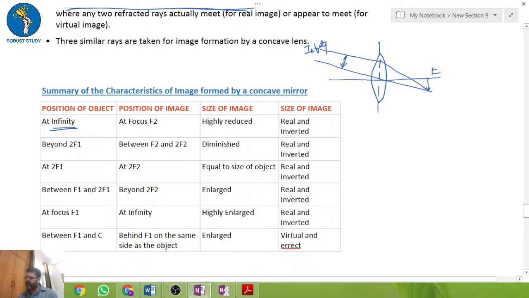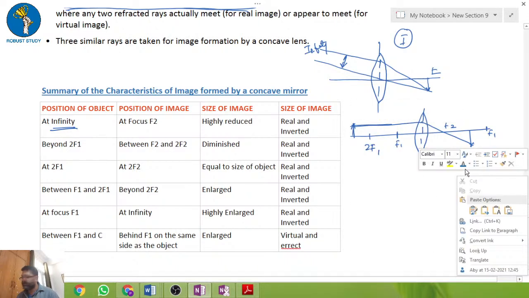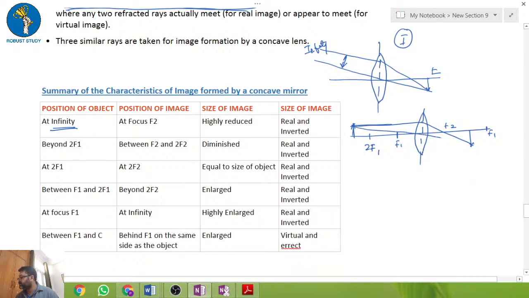Second condition, if the object is beyond 2f. This is f1, this is 2f1, and suppose the object is here. If the ray is parallel to the principal axis, after refraction it will pass through the principal focus f2, and somewhere in the middle the image will form here. So please follow, as I said earlier also, the NCERT or any good book to see the diagrams. This is for your understanding that I'm drawing.